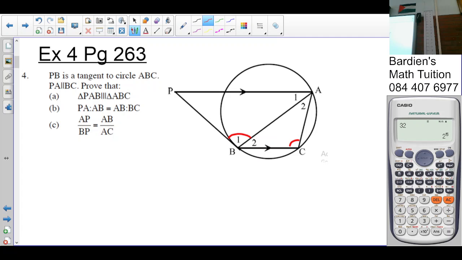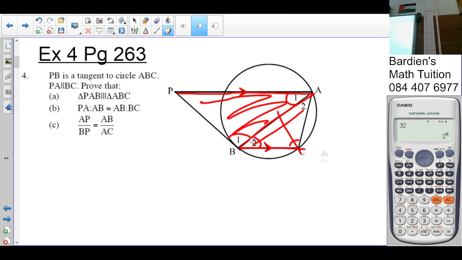Then we are told that PA is parallel to BC. So what do we know from here? B2 is equal to A1. Why? Alternate angles. The question in A says prove similarity between these two triangles, so you have PAB and ABC, which is this one. So what are we still short of? The third angle. Can we conclude that angle A2 is equal to angle P? Yes. Why? Third angle of the triangle. You see how easy it becomes now.